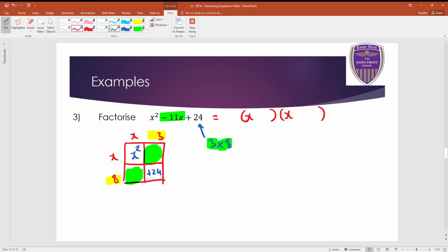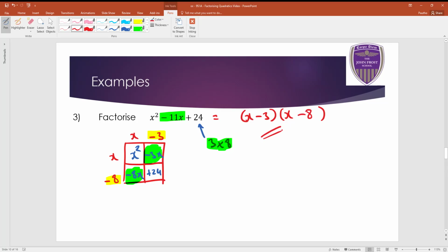Well, I think you would need negative 8x here and negative 3x here, because negative 8 take away 3 is negative 11. So I think you need two minus signs here. And this is right, because negative 3 times negative 8 is positive 24. A negative times a negative makes a positive. So I'm done with this one as well. It's going to be x take 3 times x take away 8.